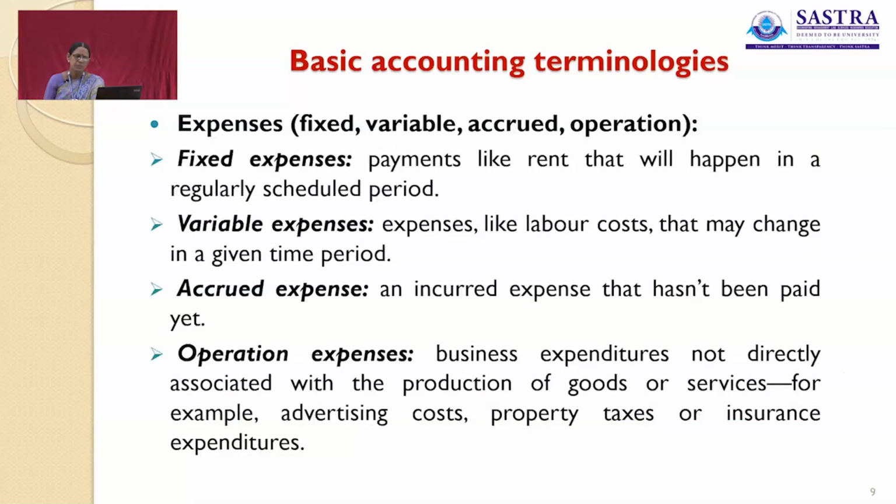Next is expenses. Fixed expenses: the particular amount will be incurred over a period of time. That is said to be fixed expenses. That will be constant over a period of time. Variable expenses vary according to your output. So irrespective of the output, if the expense remains constant, it is called a fixed expense. If it changes, it is called a variable expense.